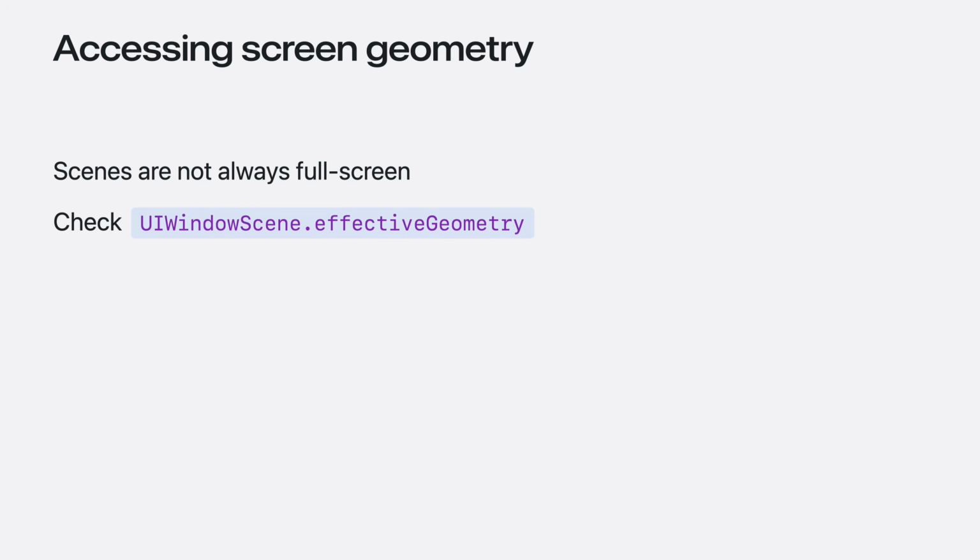Another common use of the screen is to check its bounds to get the amount of space available to your app. However, in an adaptive environment, the space you're seeing as available is not always the full screen. So if you still have any reference to screen bounds in your app, now is the time to remove these. The window scene's effective geometry provides information on how much space your app has available.